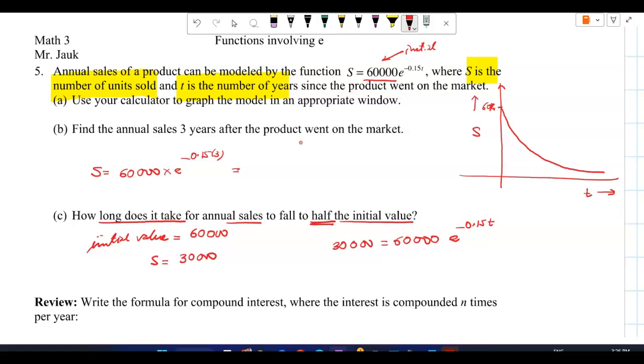Or else, from the graph, when your Y is 30,000, find out your X. Yeah, that's what I was thinking. You can do that. You know how to do that on your calculator. You do tab and you put Y is equal to 30,000, and you'll get the X value.